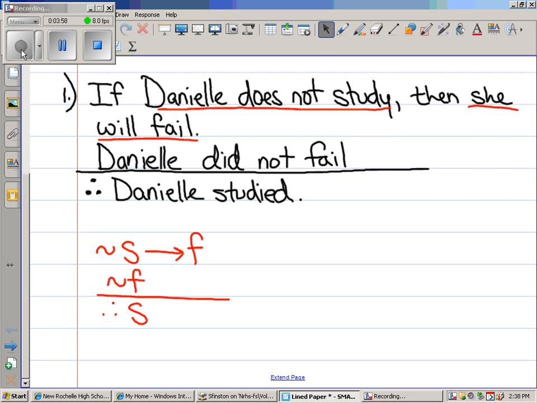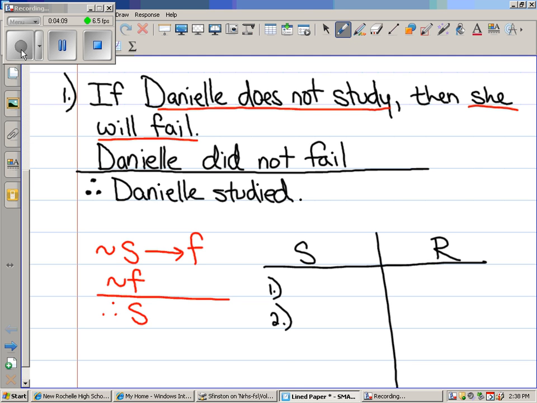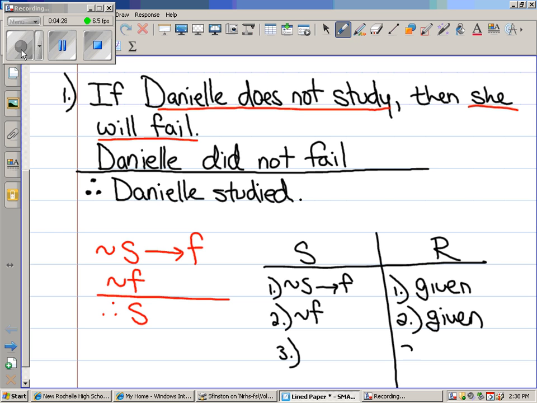Yeah, let's use our statement and reason proofs to justify this. Instead of writing out statement and reason, we'll just use S and R. 1, 2, and 3. Whenever you're doing a statement and reason proof, you got to give the given information, not S then F, not F, and you also have to write, annoyingly, what? Given, and given. And then finally, what law can you use to justify our final answer? Modus Tollens.